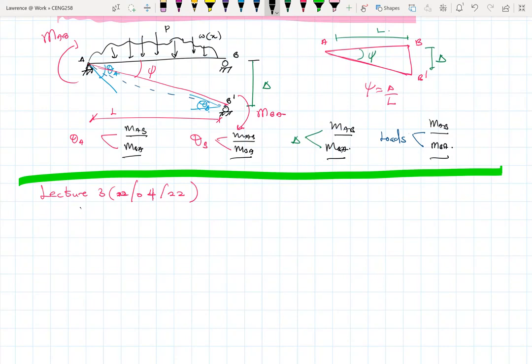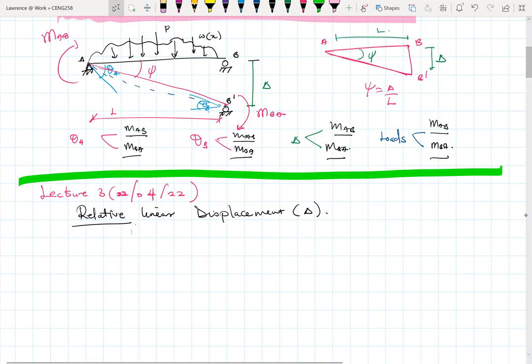Relative linear displacements. Okay. So that's our delta. Okay. Now, before we start solving anything, let's understand the term relative. It's very important. Okay.